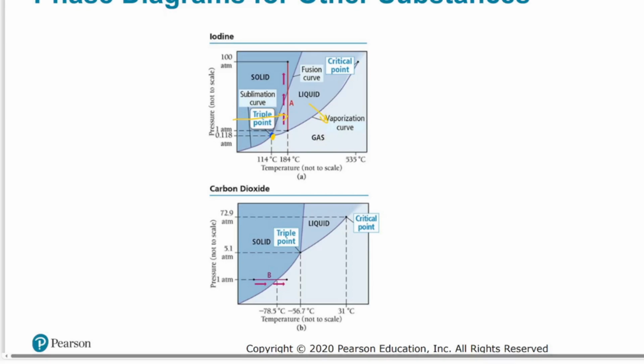So you can use the phase diagram to determine what phase your substance will be in at some temperature and pressure. So say if you were at 1 atmosphere of pressure, and maybe this is 500, this is 200, maybe this is 300 degrees C for iodine, you would be in the gas phase.